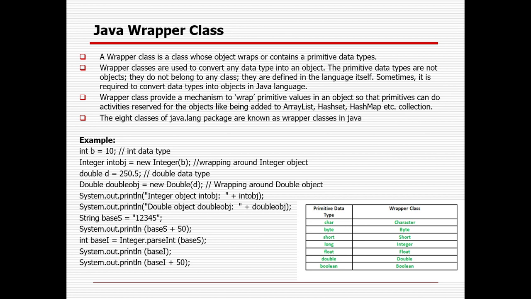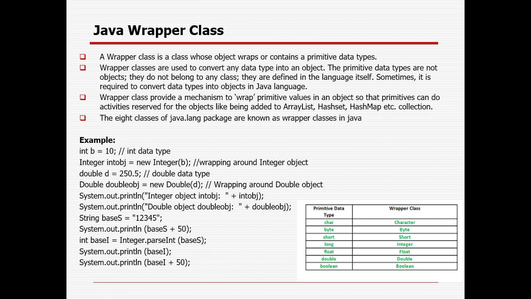Then the wrapper class. You have already seen the data types, right? Double, integer, float, short, string. But the problem is that these data types do not belong to any class. They are defined in the language itself. Sometimes we need to convert them to objects, because data types are not objects, but Java sometimes only considers objects, because the collection framework only considers objects and not data types. So that can be trouble.